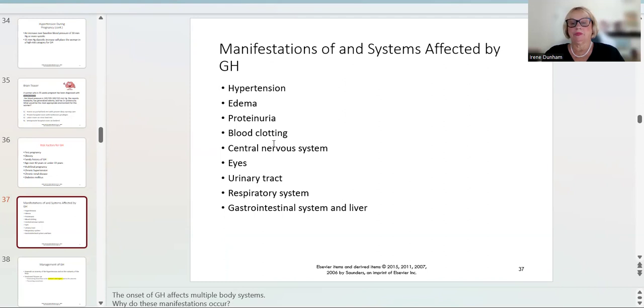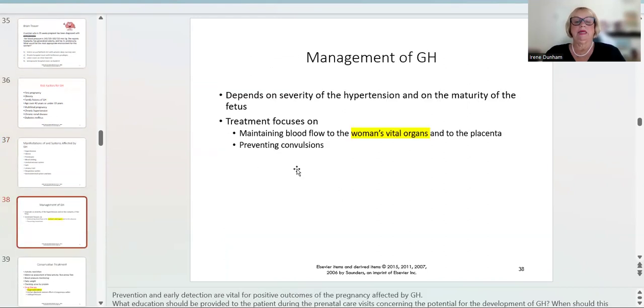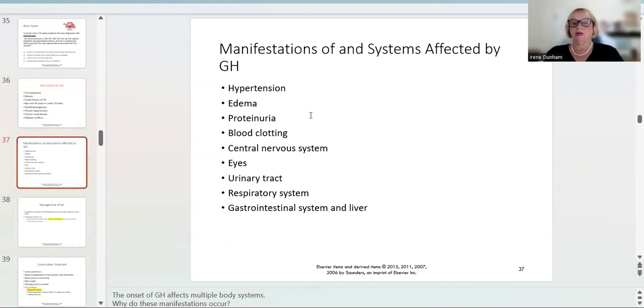Blood clotting, absolutely. Again, they can have low platelets, central nervous system involvement. You get the brain involved, we got a big problem. Eyes, blurred vision, spots before the eyes. Some patients have lost vision. Urinary tract. We talked about the kidneys. Respiratory system can be affected by gestational hypertension. And of course, your GI system and your liver, because you can get epigastric pain. Epigastric pain is caused by an enlarged liver. And you see that on lab when you have elevated liver enzymes. Okay.